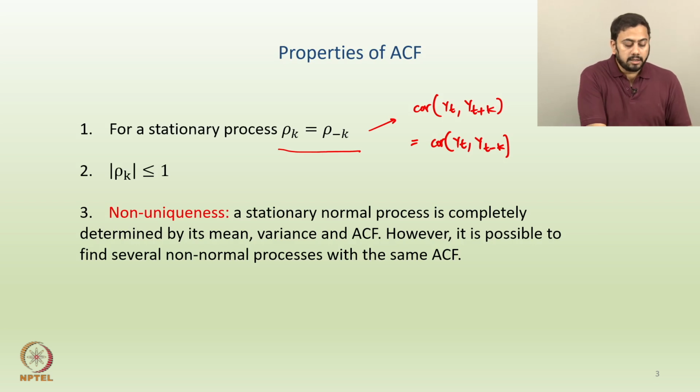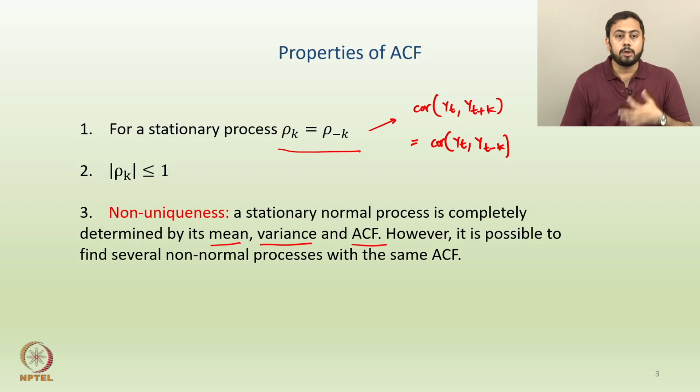Okay. And the third property is kind of interesting. It's called the non-uniqueness property. What do we mean by the non-uniqueness property? Let's say you have a stationary normal process, which means the underlying distribution is normal. Many of you might already know that any normal distribution is completely characterized by its first two moments, which are the mean and the variance. Similarly here, if you start with any stationary normal process, that process is completely determined by its mean, variance and the autocorrelation function.